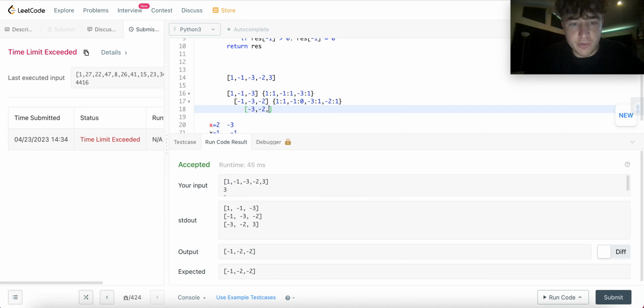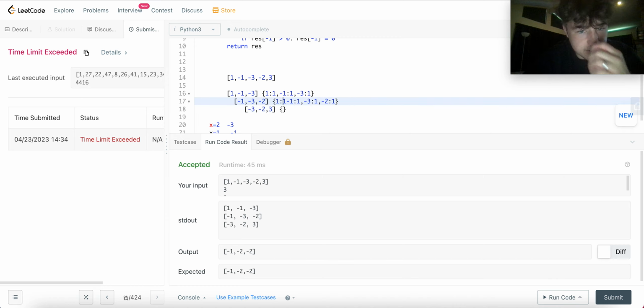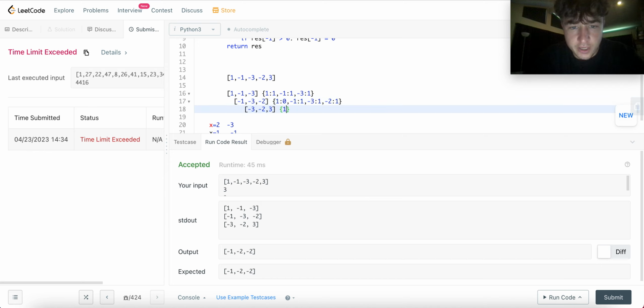When I have the final subarray, all that happens is, what am I getting rid of? Wait, the 1 stays. This becomes 0. All I'm getting rid of is this -1. So this -1 becomes 0, and I'm adding in a 3. So -3 is still 1, the -2 is still 1, and I'm adding in a 3. So now I can do a constant operation.